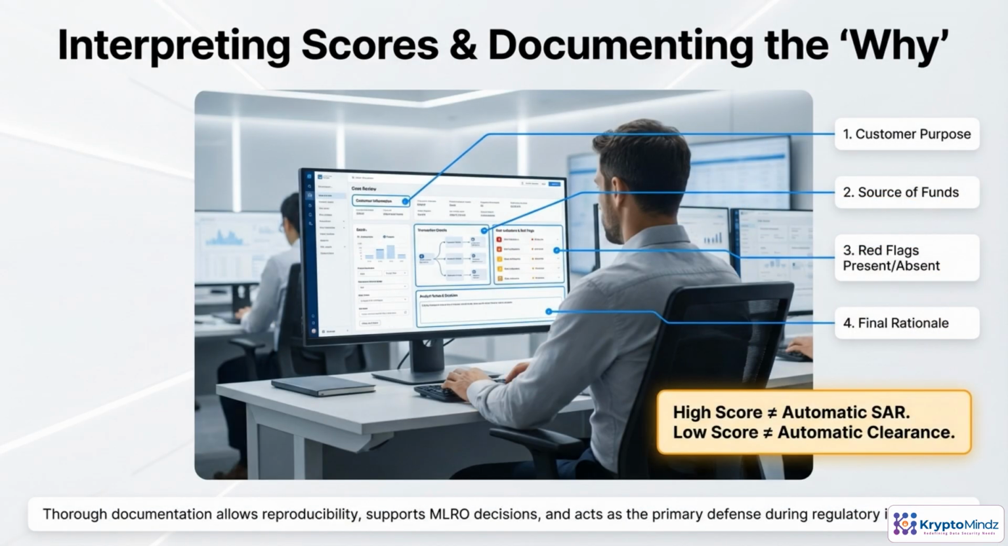A risk score is just a signal. It doesn't make the decision for you. Your responsibility is to explain in writing why you agree or disagree with it. Begin with customer purpose and expected activity. Check whether the source of funds is consistent with that story. Note any red flags that are present or clearly absent. Then write a short, clear rationale. That narrative, not the number alone, is what protects you in audits and inspections.